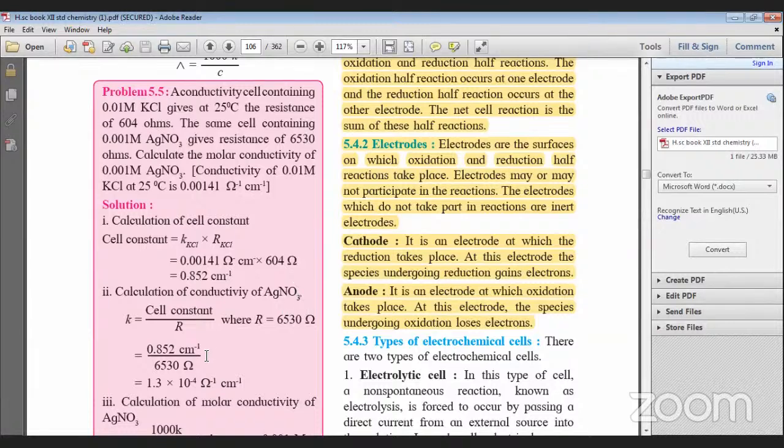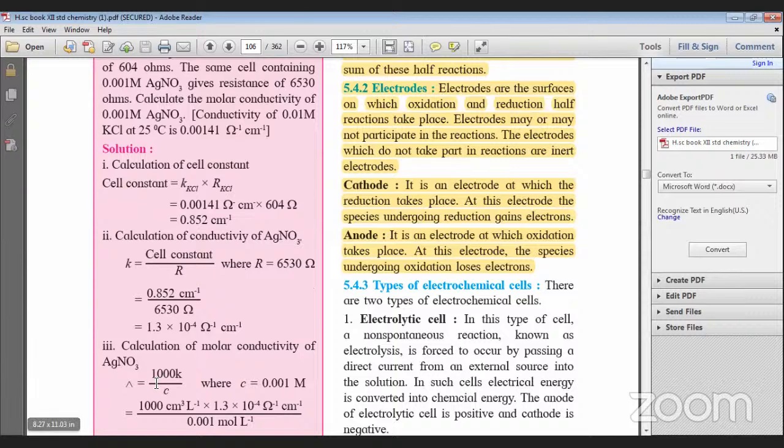Now what are they further asking? Molar conductivity. Molar conductivity, lambda is equal to 1000 K upon C. 1000 small k, 1000 into conductivity upon C. So conductivity is 1.3 into 10 raised to minus 4, which we have calculated. So we will multiply that by 1000 and divide by the concentration, which is given as 0.01.